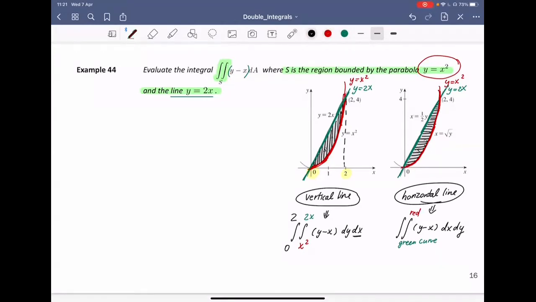And then y is going to be 0 to 4, because you look at the region where y is from 0 to 4. Right here, x is just from 0 to 2.